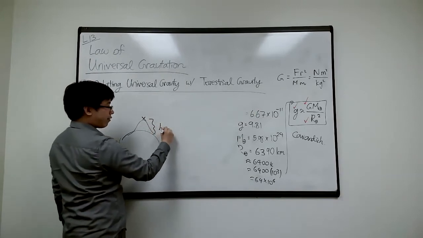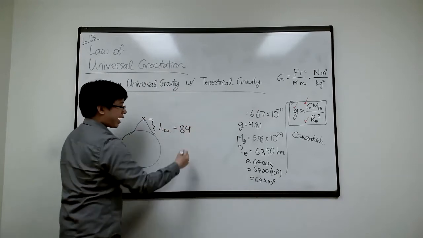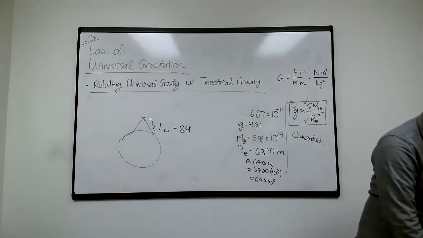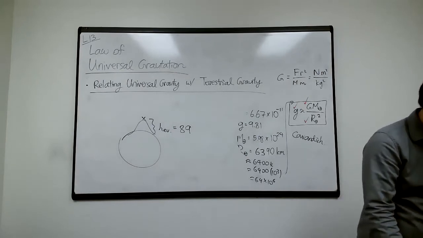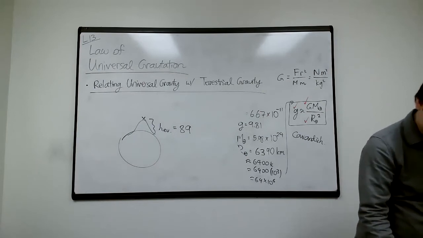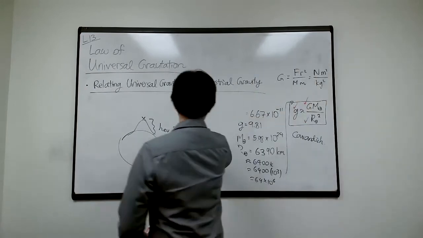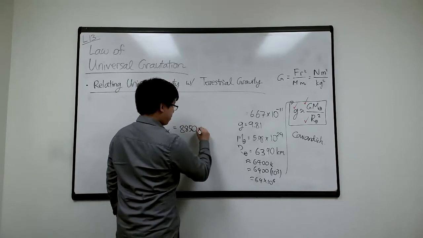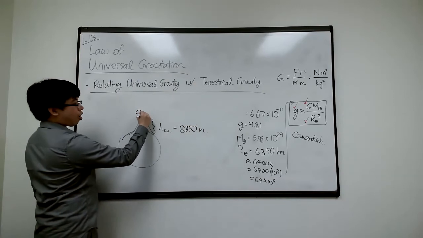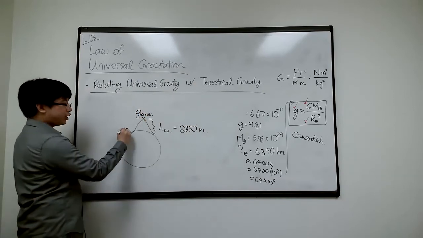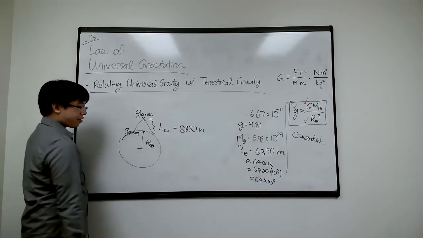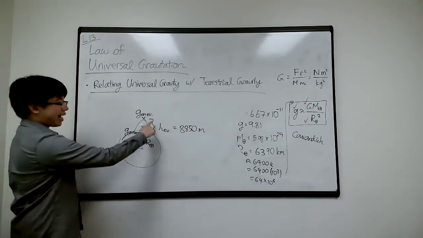I'll tell you the height of Everest, for example, is 8,900 meters, I think, if I can find it somewhere. Yeah, sorry, 8,850 meters. So what is the value of G on Everest, compared to the G at sea level? We'll assume this is our Earth, and that's the height of Mount Everest.